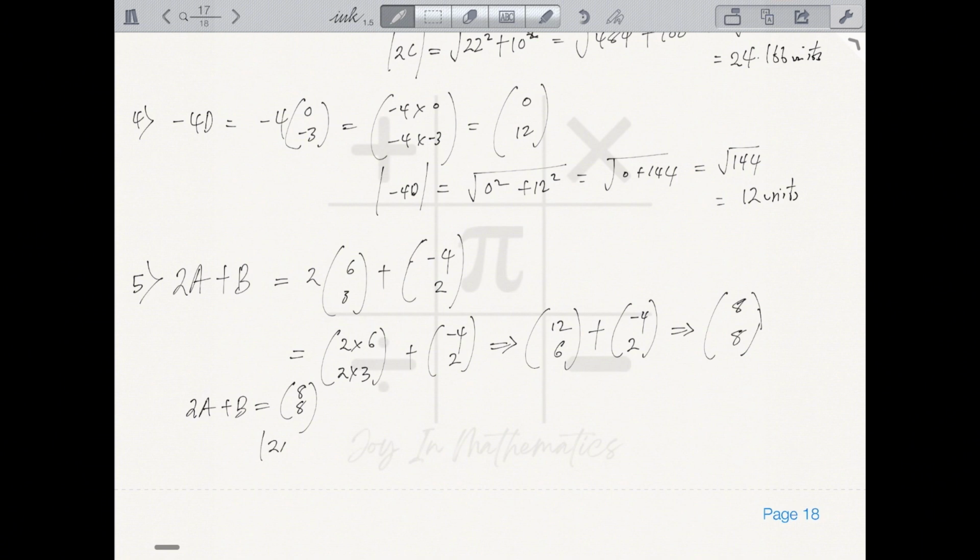Therefore, the modulus of 2a plus b will be equal to the square root of x squared plus y squared, which is the square root of 8 squared plus 8 squared. 8 squared is equal to 64, so 64 plus 64 is equal to 128. And the square root of 128 can be written as 11.314 units.